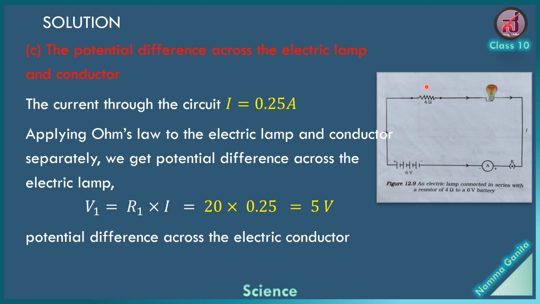Potential difference across the electric conductor. V2 is equal to R2 into I. V2 is potential difference across the electric conductor, R2 resistance of the conductor, I current through the circuit. That is equal to R2, 4 into 0.25, that is equal to 1 volt.